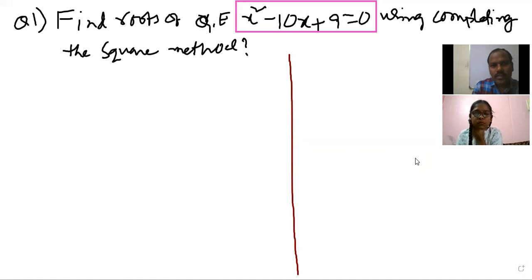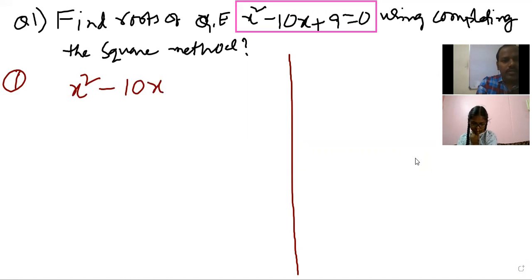So, finding roots of a quadratic equation using the completing the square method when there is no x square coefficient. Step 1: when you look at the x square coefficient, we don't have anything, so indirectly 1 is there. No need to worry about it. In that case, we can go directly to step 2.